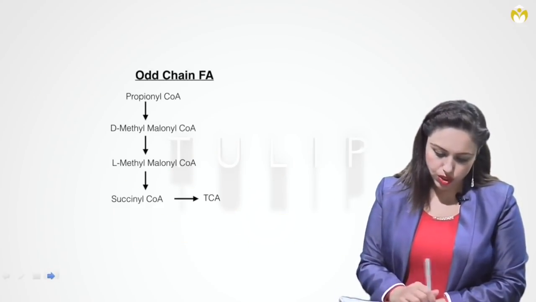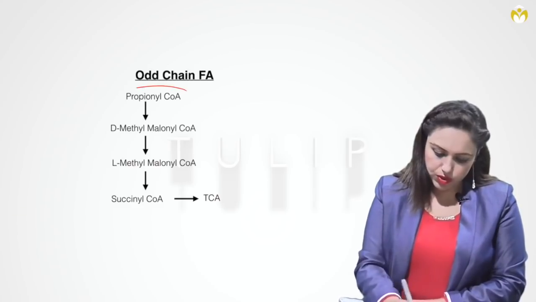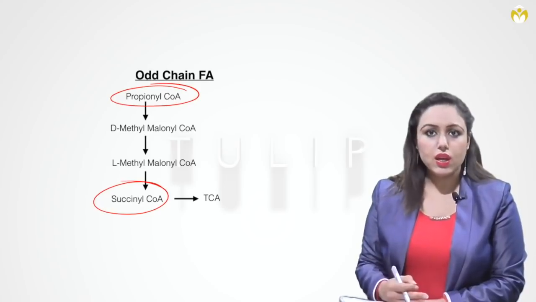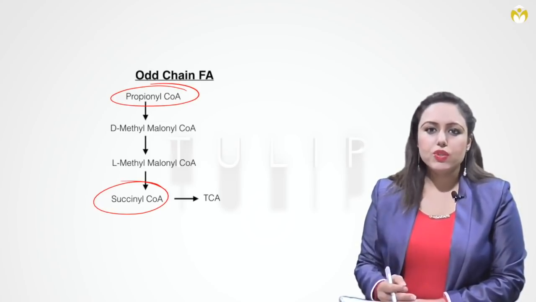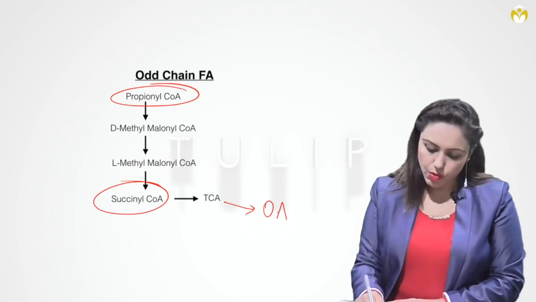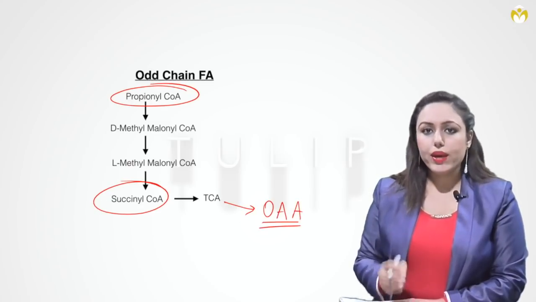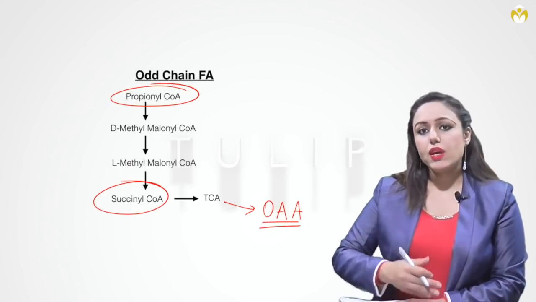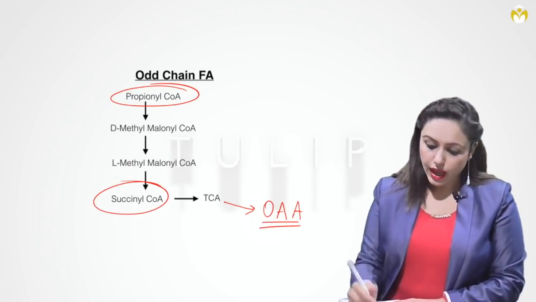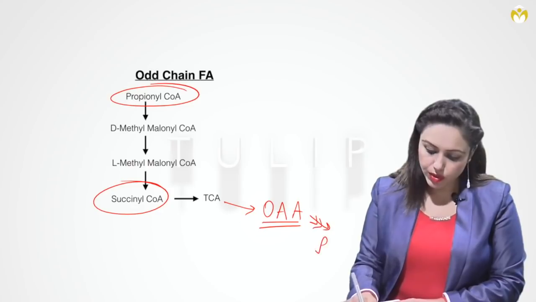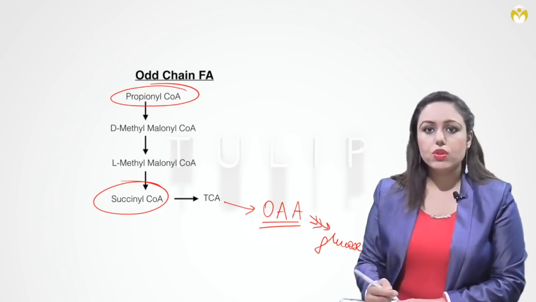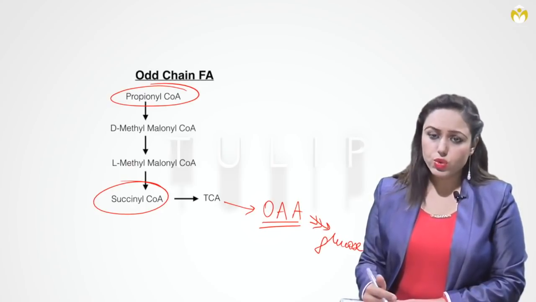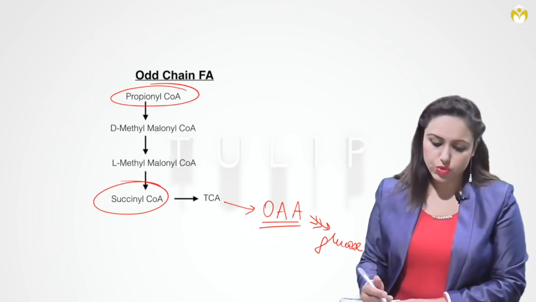But how is it glucogenic? Because this propionyl-CoA is forming an intermediate of the TCA cycle, that is succinyl-CoA. Any intermediate of the TCA cycle can form oxaloacetate. OAA stands for oxaloacetate. So any intermediate of the TCA cycle can form oxaloacetate, and oxaloacetate after so many steps can form glucose, right? So this way any intermediate of the TCA cycle is glucogenic, and this way propionyl-CoA is glucogenic.